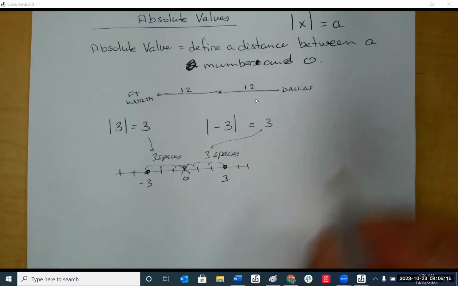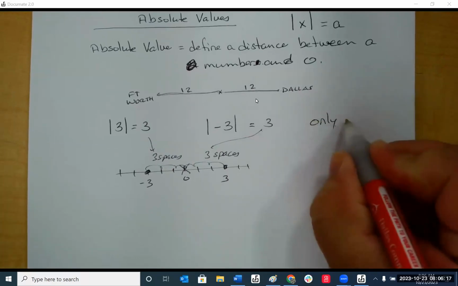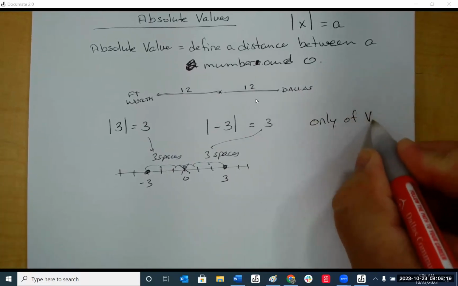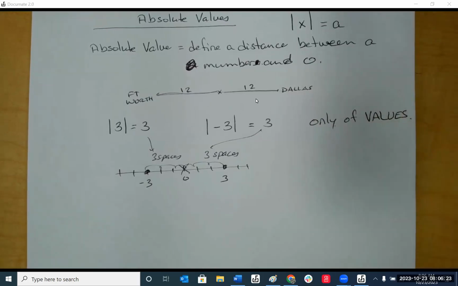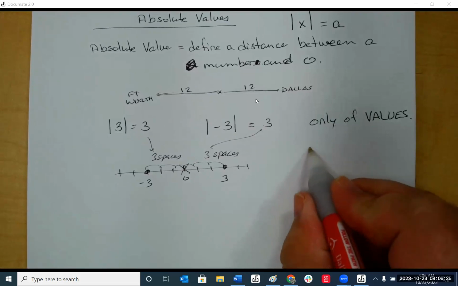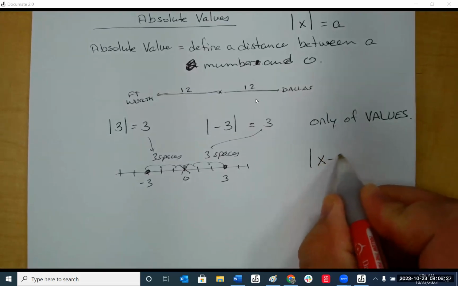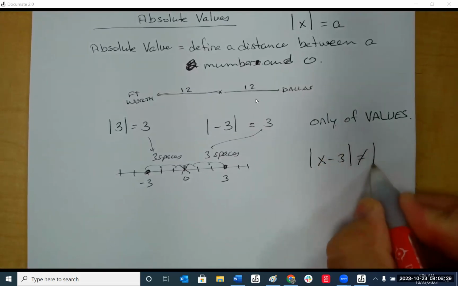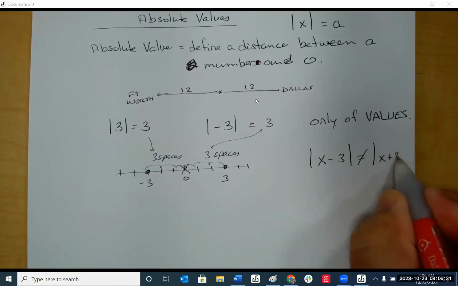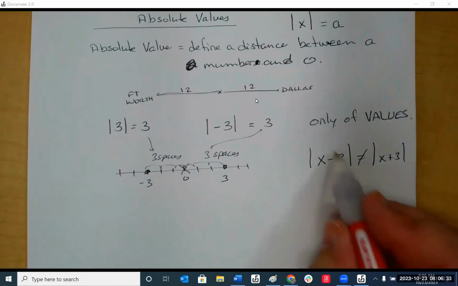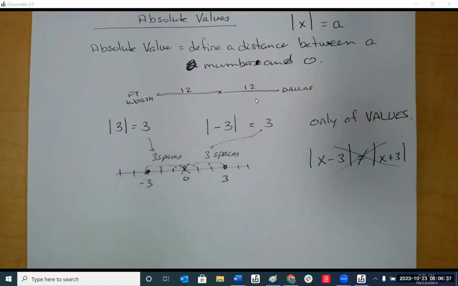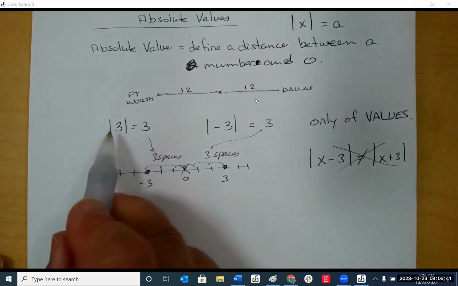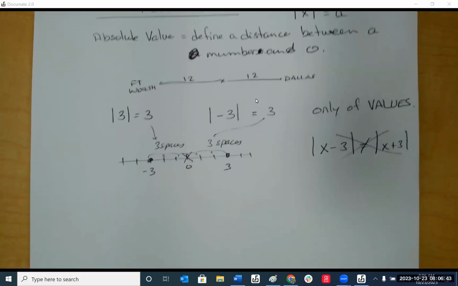Okay. Only the values. In other words, if I had x minus 3, that does not equal the same thing as x plus 3. No. It's only a value. If you have an equation in there, then you have to work it out. And then at the very end, that's when you get rid of the absolute value.